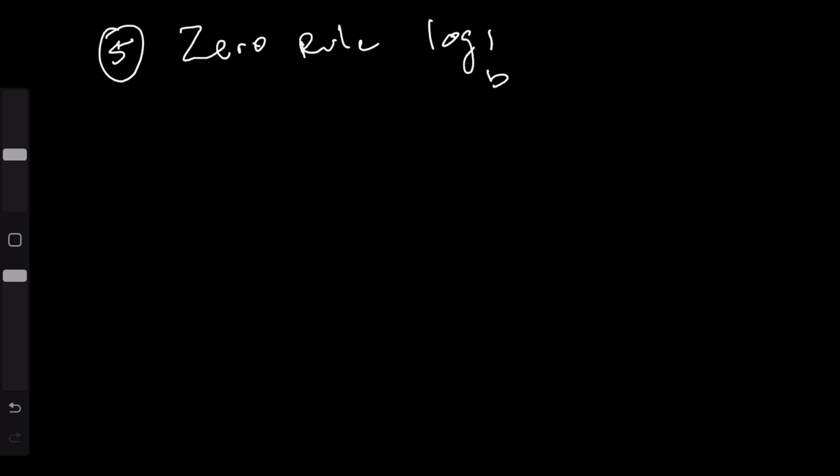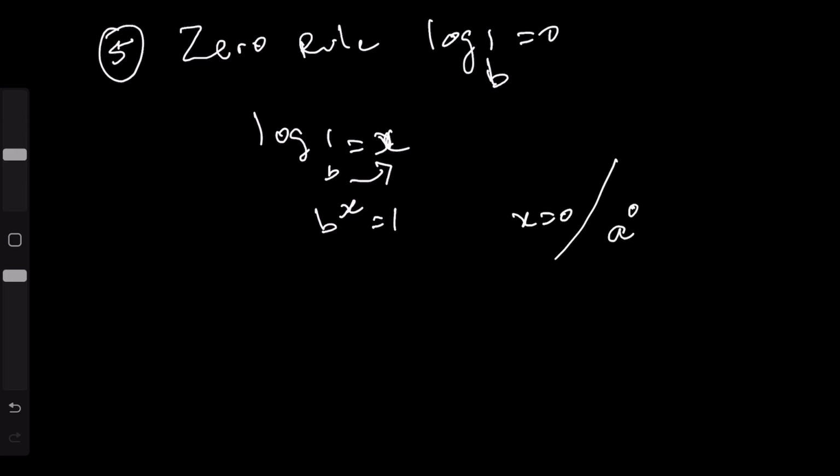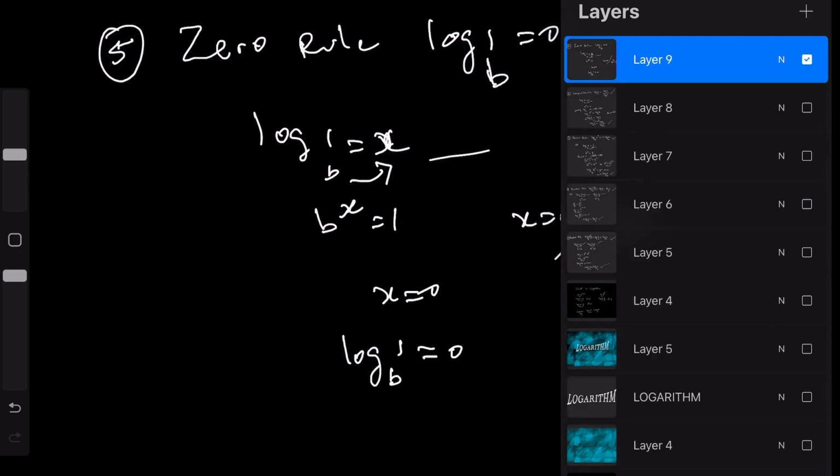Log 1 to the base b equals 0. So let's take log 1 to the base b equals x. Then according to exponential form, it will be b power x equals 1, right? So 1 can be written as b power 0. So x should be 0 for b to be 1, right? So x will be 0 for any case. So this is also proved.